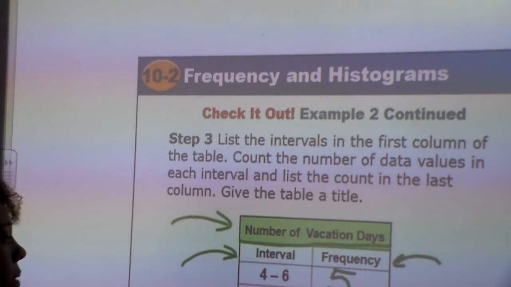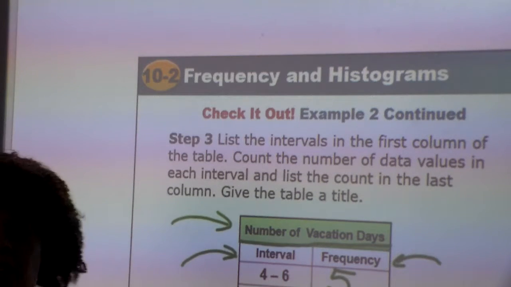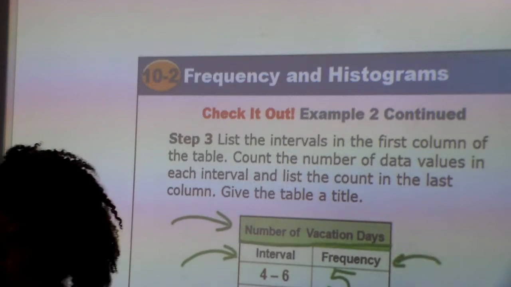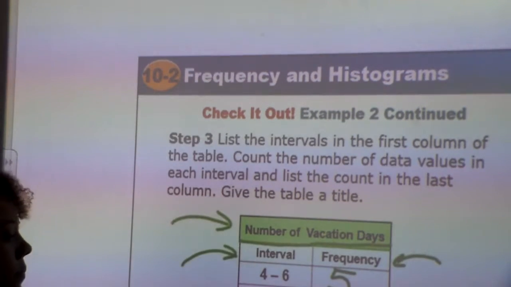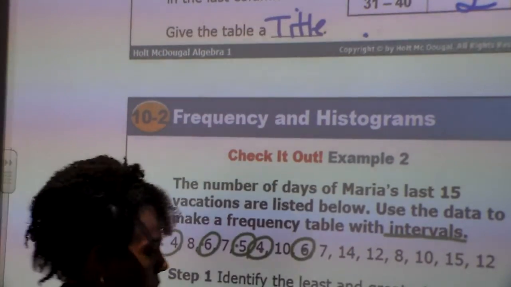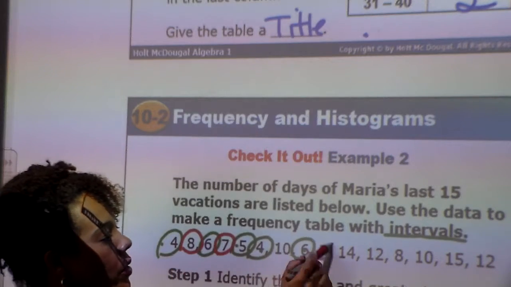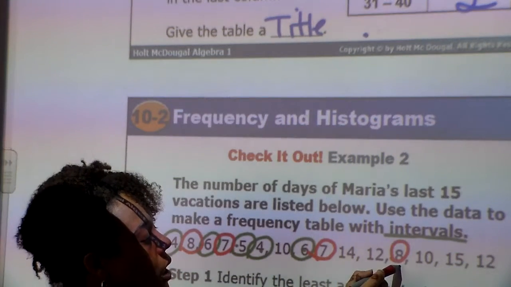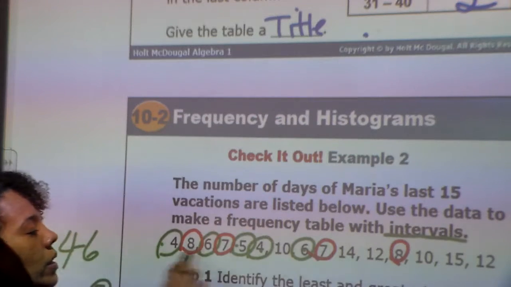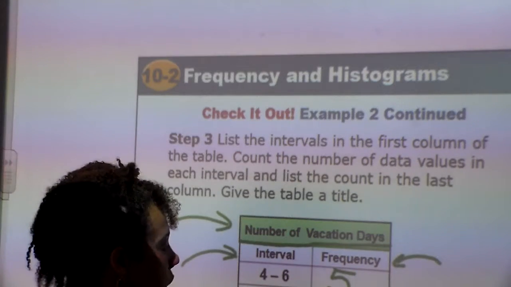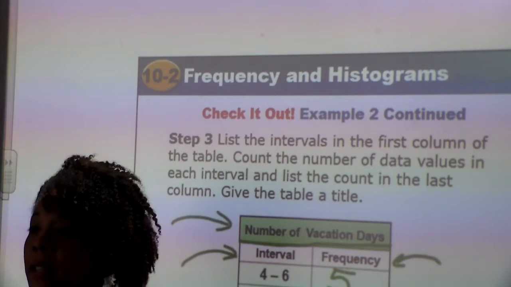So help me out now. From 7 to 9, how many vacations did Maria take that lasted between 7 and 9 days long? So I'll count them between 7 to 9. 1, 2, 3, 4. That's it. Only between the numbers 7 and 9. So I'm counting 4. So she had 4 vacations that lasted 7 to 9 days long.